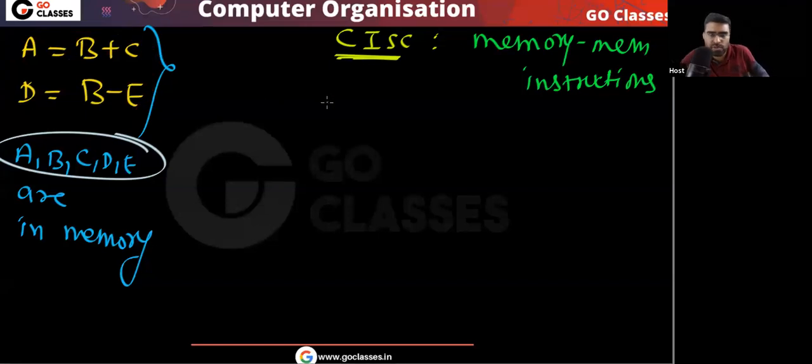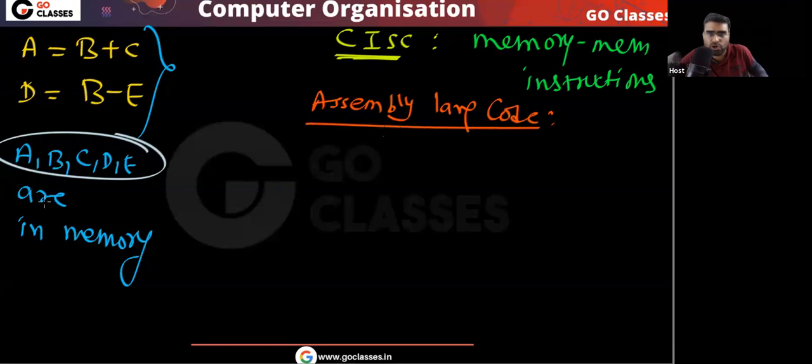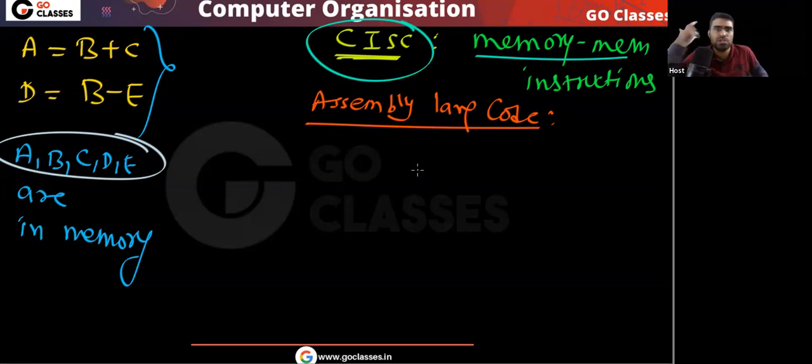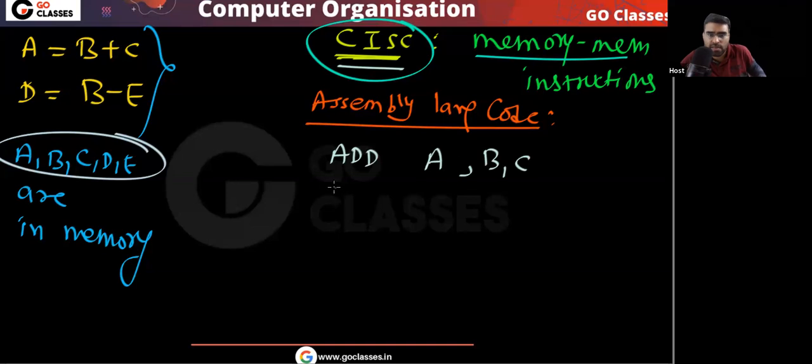So what will be the assembly language code in CISC? CISC will use memory instructions, and I want to tell you the reason. If you use memory instructions, what will the assembly code be? Very simple. First you will add B, C and store in A. Then you will subtract E from B, and store in D.